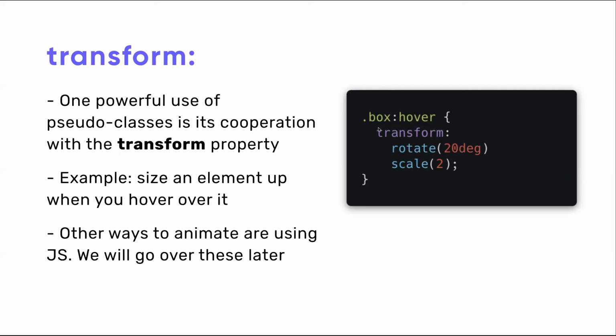scale it by 2. So transform is a CSS property that allows for animation specifically, and it has a multitude of different values that it can take. I would go online and search up the rest of them because I will only be introducing 3 of them, I think. But by combining pseudo classes and transform, you can do some fun animations. So in this example, it would rotate it by 20 degrees, and then it would make the entire thing bigger by a scale of 2.